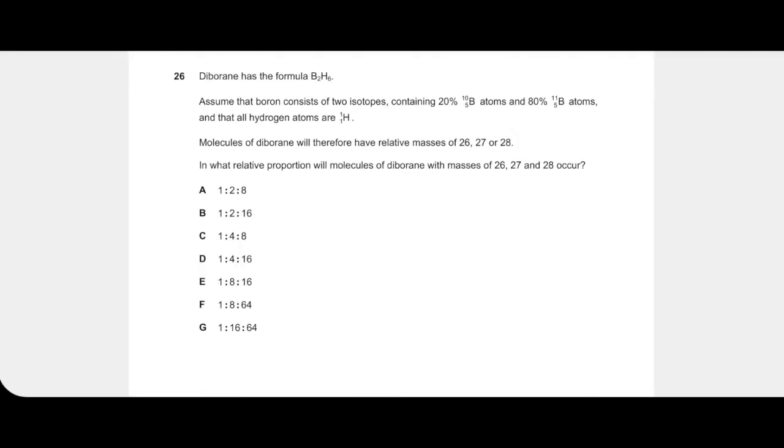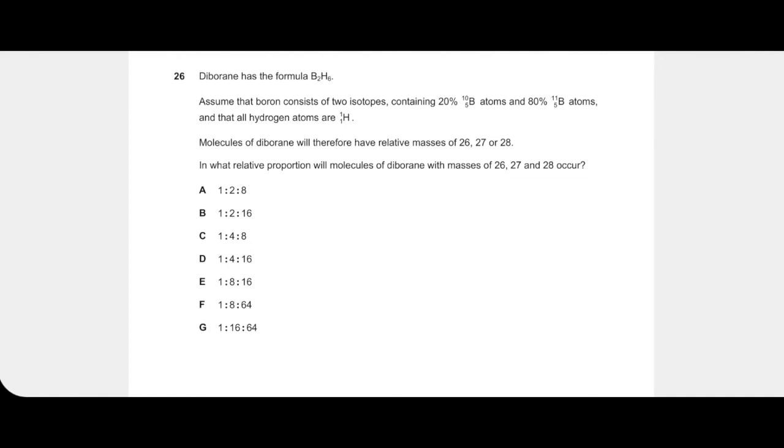Question number 26. Diborane has a formula of B2H6. Assuming that boron consists of 2 isotopes containing 20% boron-10 atoms and 80% boron-11 atoms, and all the hydrogens are 1 atomic weight, molecules of diborane therefore have relative masses of 26, 27, 28. In what relative proportion will molecules of diborane with masses of 26, 27, 28 occur? This is a simple question of ratios and multiplications. So let's go and work it out.